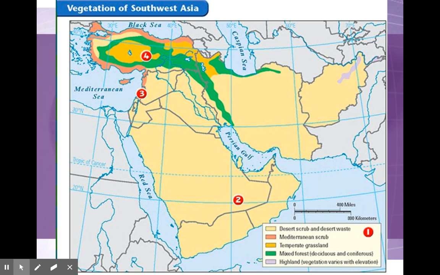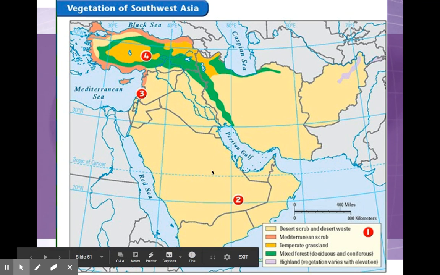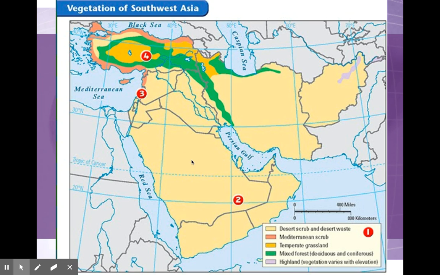And then here's a vegetation map. Obviously, here we have deserts. Not much can grow there. You have desert and desert waste. Here you have some little grasslands in Turkey and parts of Syria and Iraq. Then you have some right here where you get the most amount of water, like the Tigris and Euphrates, parts of Turkey, Lebanon. You're going to have some mixed forest, and then highland climate.